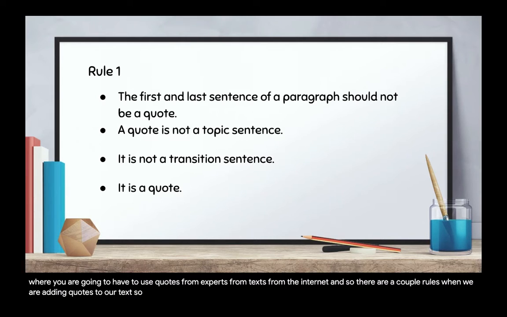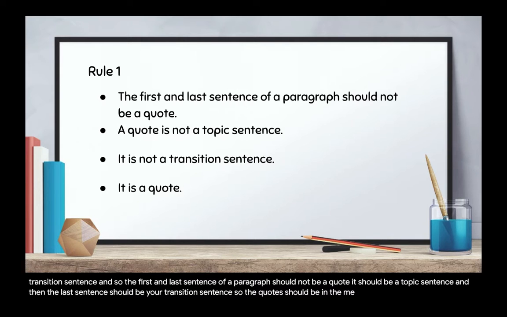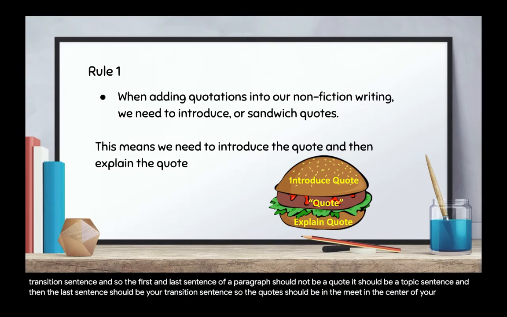So, when we are in our body paragraphs, we need a topic sentence, and then at the end, we need a transition sentence. And so, the first and last sentence of a paragraph should not be a quote, it should be a topic sentence, and then the last sentence should be your transition sentence. So the quotes should be in the meat, in the center of your paragraphs.